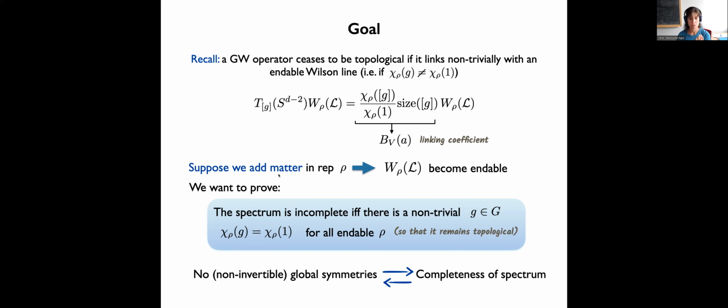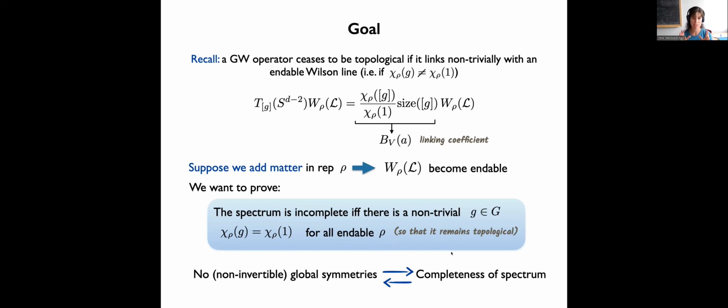So now, suppose that we add matter in some representation rho, so that this Wilson line becomes endable. What we want to prove is that the spectrum is incomplete if and only if there is a non-trivial element of the group whose character is equal to the identity, so it satisfies this for all endable rho. This means that the spectrum is incomplete if and only if I still have some operator that links trivially with all these endable representations, so that it remains topological. So if it's incomplete, I must have some global symmetry and vice versa. Is it clear?